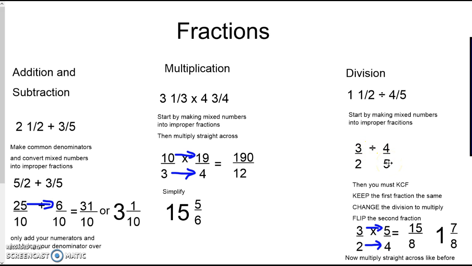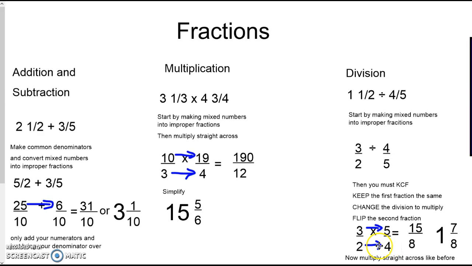Now if you guys remember from last year, the only way you can divide fractions is to keep, change, flip, or KCF. You keep the first fraction the same, you change your division sign to multiplication, and you flip this last fraction here. So it's not going to be 4/5 anymore. You can see down here it's 5/4.